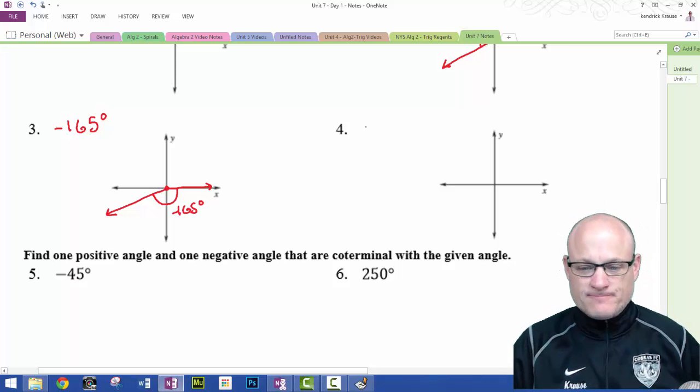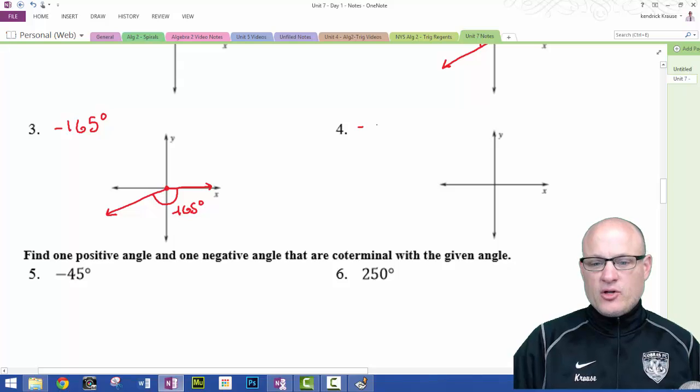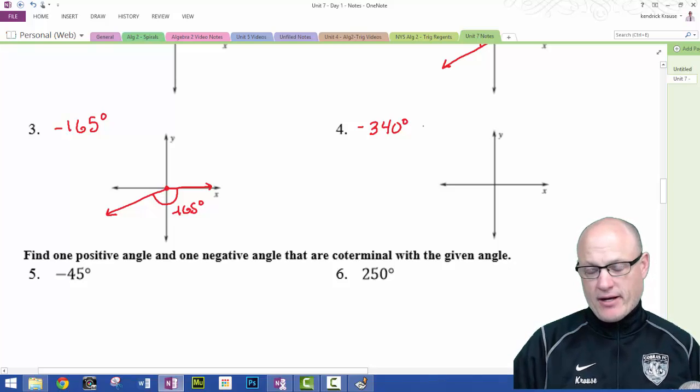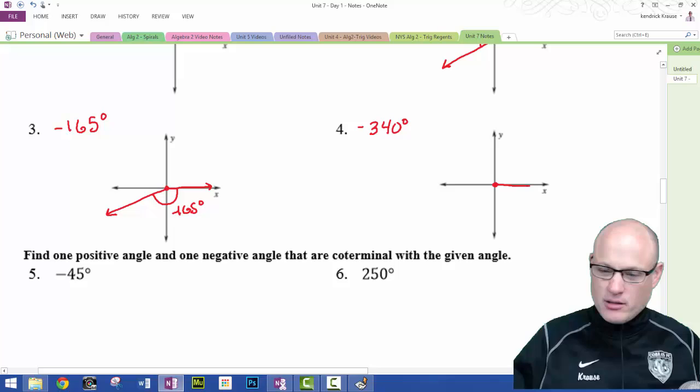Okay, last one. Let's try negative 340 degrees. Seriously, Cross? Are you serious? We're going to have to do negative. I can do this. Did you pause it? Do I need to give you another pause face? All right, there's my pause face.